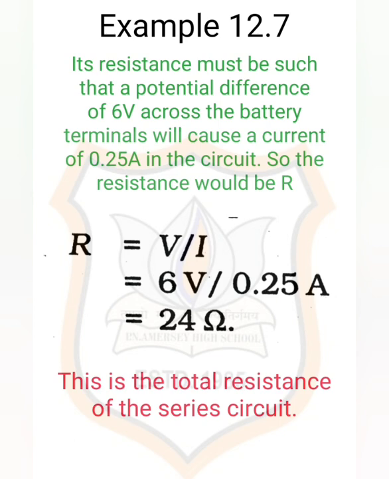Suppose that we like to replace the series combination of electric lamp and conductor by a single and equivalent resistor. Its resistance must be such that a potential difference of 6 volt across the battery terminals will cause a current of 0.25 ampere in the circuit. So the resistance R of this equivalent resistor would be R is equal to V upon I, 6 volt upon 0.25 ampere current, and it gives 24 ohms. So this is the total resistance of the series circuit.